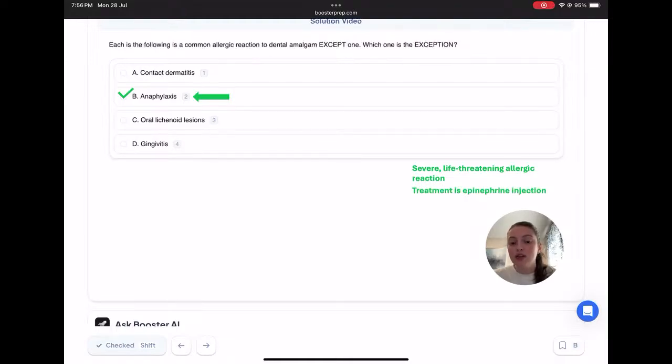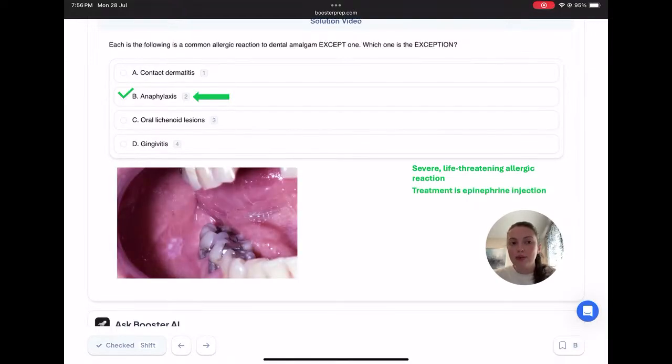Now, before we go into each of these answer choices, I want to show you an example of what an allergic reaction to dental amalgam typically presents as. So we see that little white lesion. That's what we're usually seeing. We're not usually seeing this severe, life-threatening anaphylaxis. So let's go through these other answer choices.